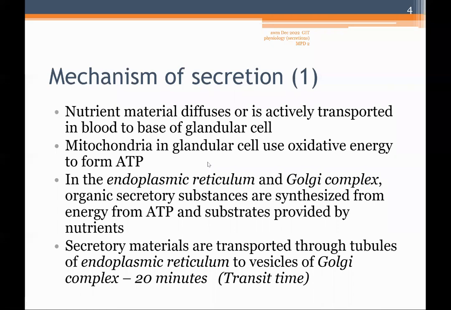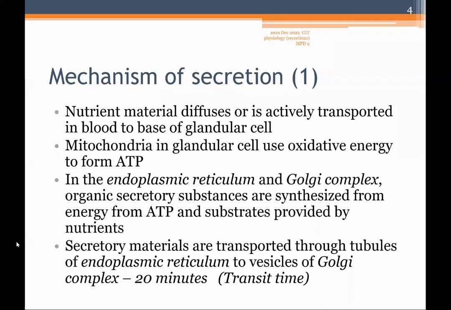Now, I also have here a couple of slides, I think there are 4 of them, showing you the mechanism of secretion. So basically, this is basic cell physiology, which we have summarized for you so that you can appreciate what is happening at the cellular level. Okay, so the nutrient material diffuses, or is actively transported, into the blood to the base of the glandular cell. So these nutrients are going to come via blood to the base of the glandular cell.